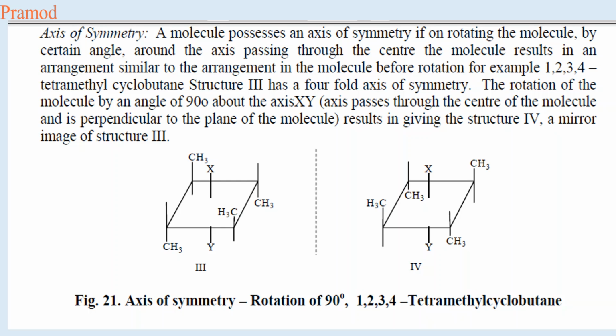So when you rotate this molecule by any angle, like 90 degrees, you get the same orientation. You can see the structures 3 and 4. If you rotate it, you get the same orientation. The rotation of the molecule by an angle of 90 degrees across the axis passing through the center of the molecule perpendicularly results in the same structure. So such compounds are said to possess an axis of symmetry, and if such compounds possess an axis of symmetry, then the molecule is said to be achiral.